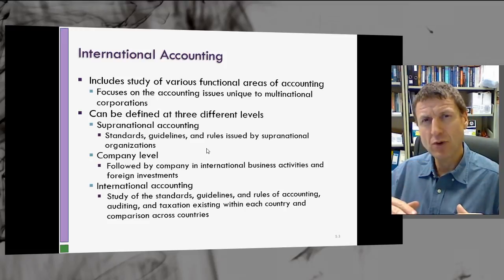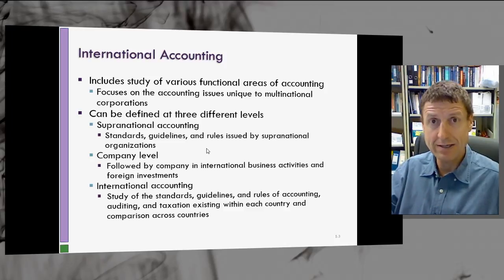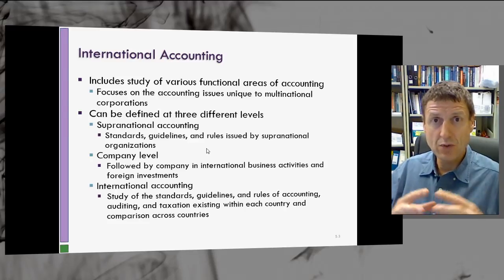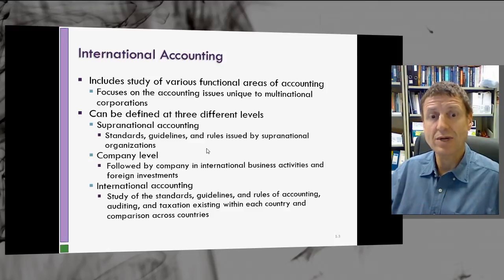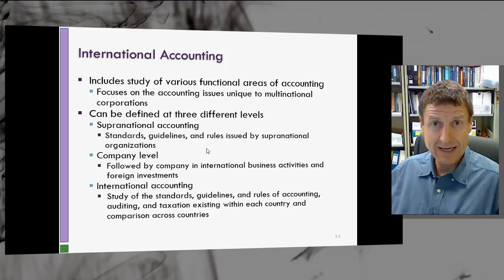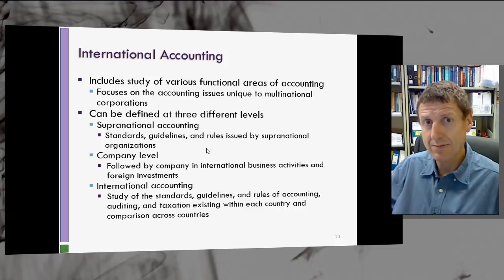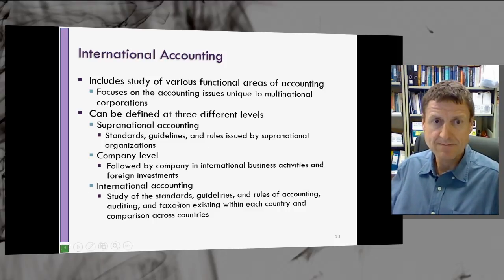Then you've got company level accounting, which is really governed by the company's strategy: why they are located in different countries, what their transfer pricing and taxation strategy is, in order to maximize the economic benefits for the shareholders of that company. Then we have international accounting. That's where each country has different regulations, rules, and guidelines on taxation, transfer pricing, and accounting standards. Not all countries around the world have adopted IFRS. Some have adopted IFRS, but they've adopted it in a particular way. And we'll look at some of those differences in this semester.